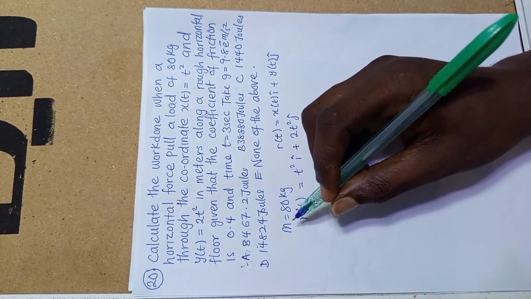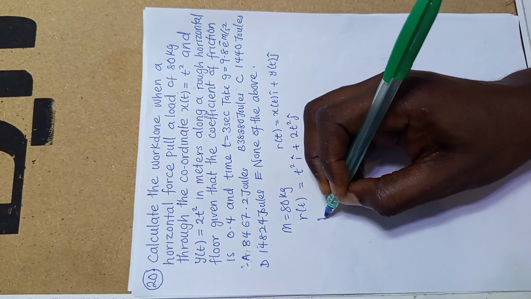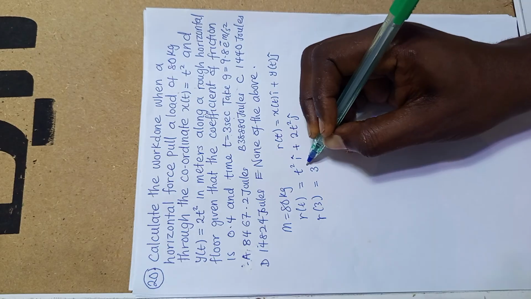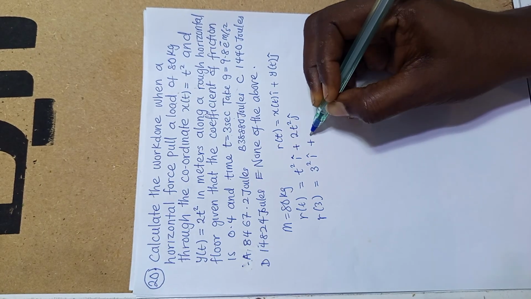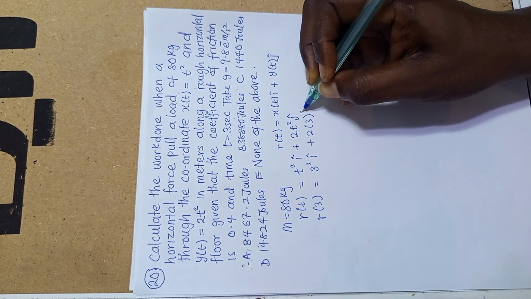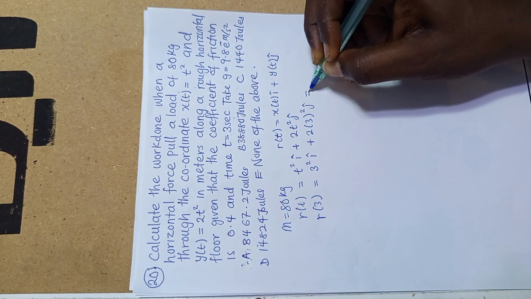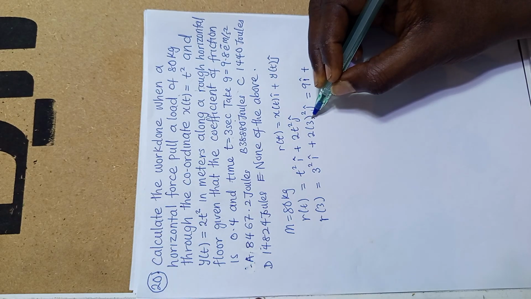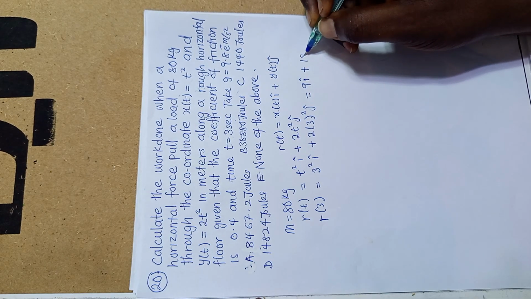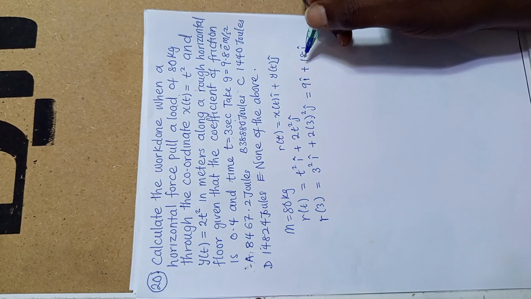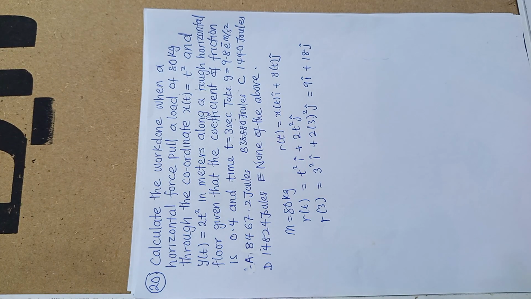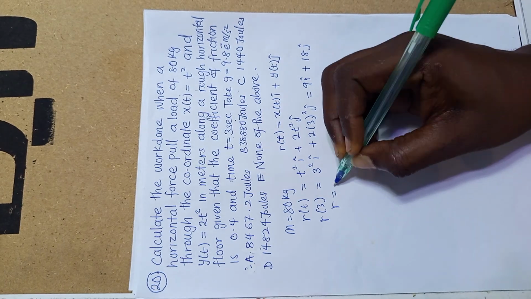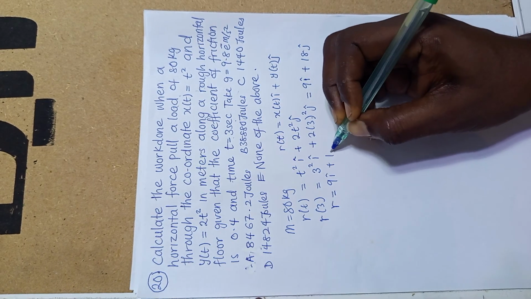So having done that, let us get our value. And how do we get our value? At t equal to 3 seconds, let's get our position vector. Very important, it's going to be instrumental for our calculation of the work done. So it's going to be 9i plus 2 times 9, which is 18j. Now, having done that, we have gotten our r to be equal to 9i plus 18j.